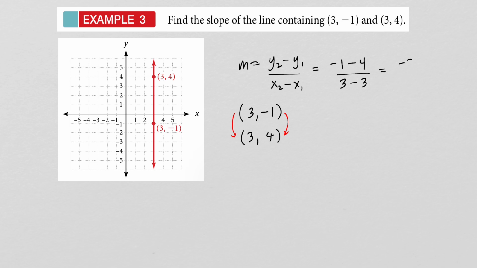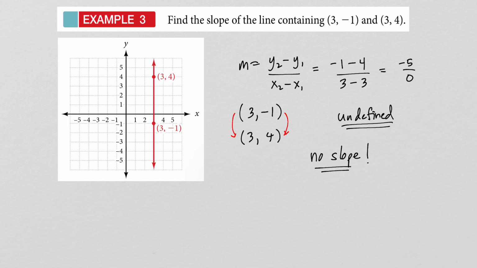Now, if you do the math on this, you get -5 divided by 0. And this, of course, is undefined. Okay, we are not allowed to divide by 0. And so this slope is undefined, or you can also say this line has no slope.